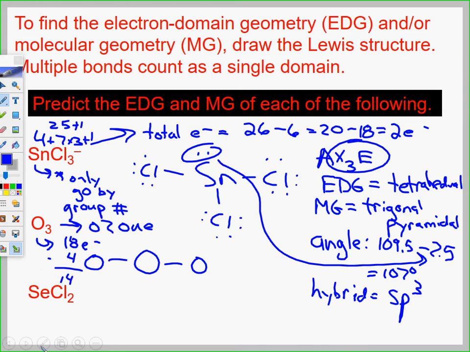14. All right. 1, 2, 3, 4, 5, 6, 7, 8, 9, 10, 11, 12. Okay, well now it looks like I have to have a lone pair left on there. But we have a problem. I don't have an octet. What am I going to do? Yes, make double bonds.